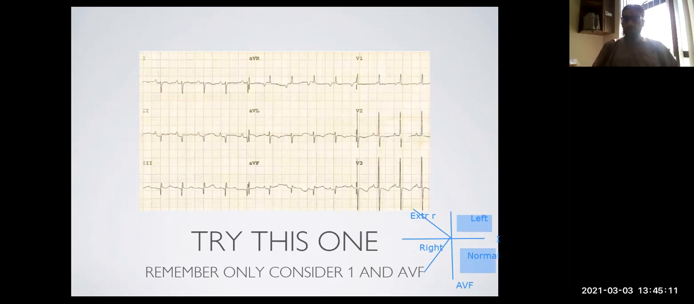So again, we need to look at lead AVF. And which way is lead AVF pointing? Now, in this case, we'll take it as negative. All right. So if lead AVF is negative, that means electricity is moving away from it. So it's either moving in that direction or moving in that direction, but it can never be moving in this direction. Agreed. So what's the only one that's left? Extreme right. So that's how we get to that at the end.